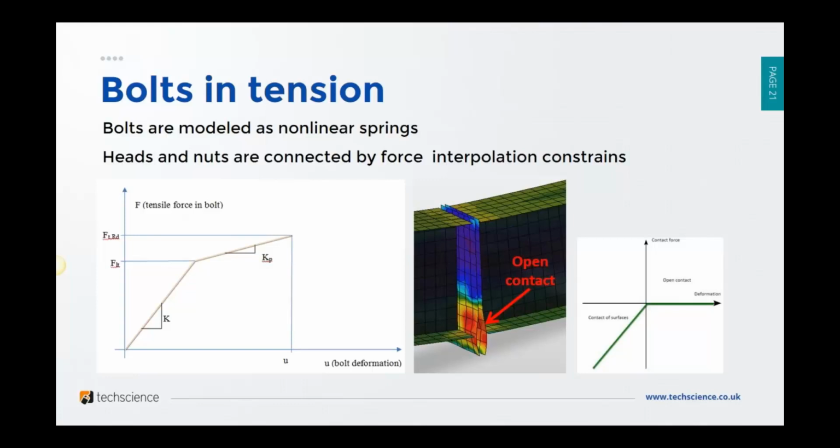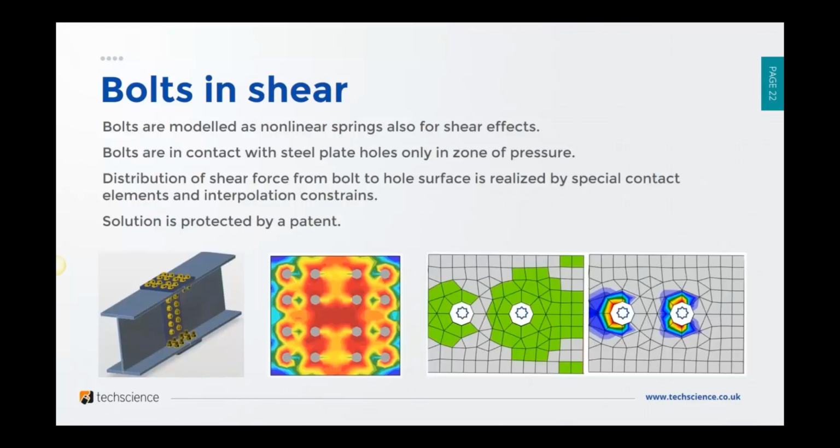Frequently bolts only work in tension, so we need to use a proper diagram which takes into account plastification and other effects when the bolt is close to the limit force. Bolts in shear are also modeled as nonlinear springs. They are in contact with the steel plate holes only in the zone of pressure, as you can see in the picture. The distribution of shear force from bolt to hole surface is realized by a special contact element and interpolation constraints. This solution is protected by a patent for our company.